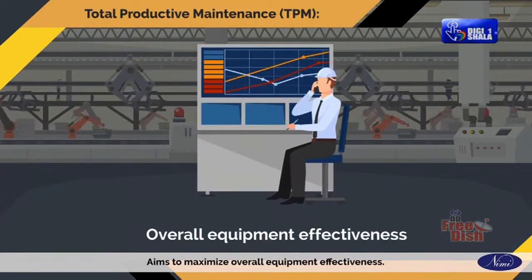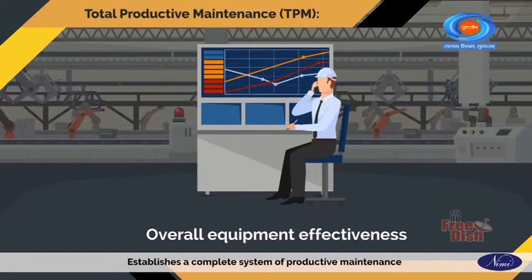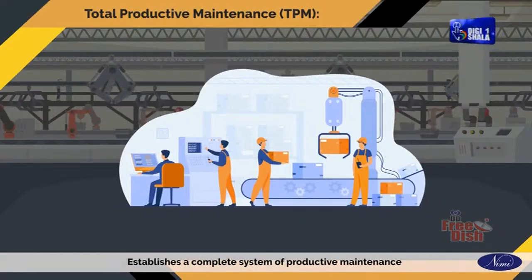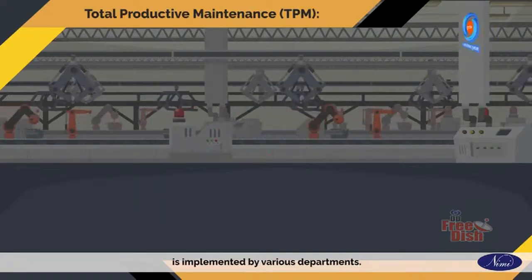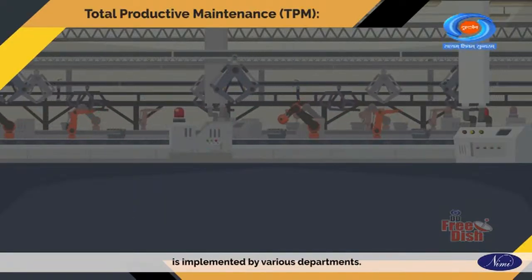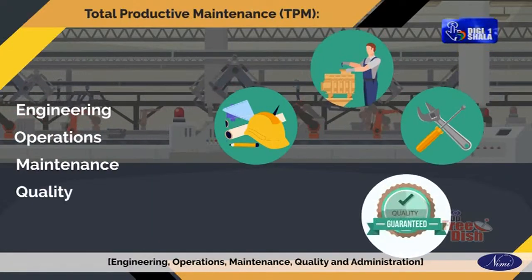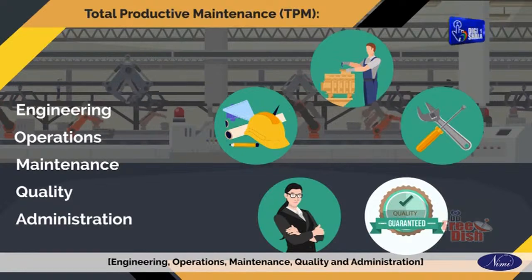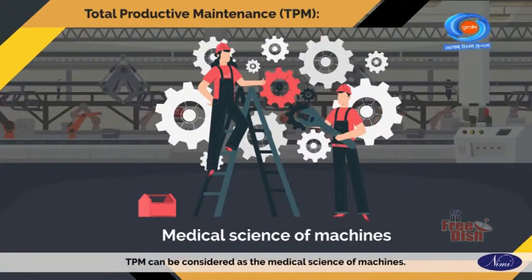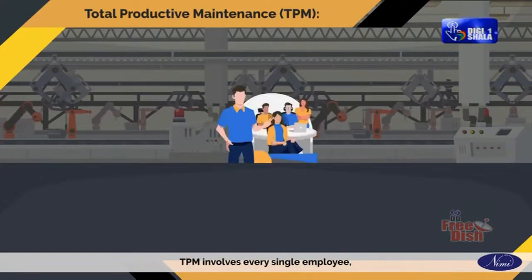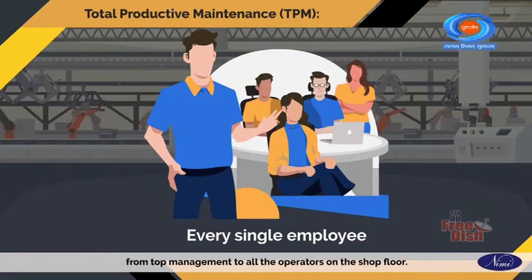aims to maximize overall equipment effectiveness, establishes a complete system of productive maintenance for the machine's or equipment's entire lifespan, is implemented by various departments: engineering, operations, maintenance, quality, and administration. TPM can be considered as the medical science of machines. TPM involves every single employee from top management to all the operators on the shop floor.